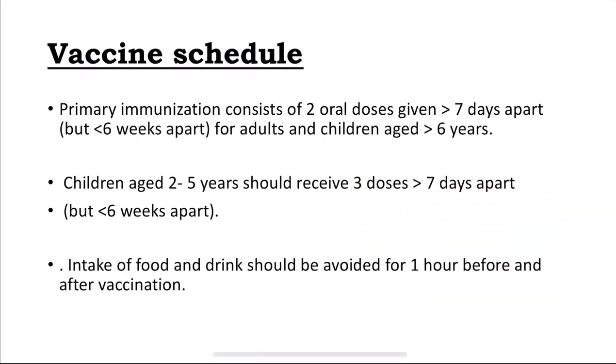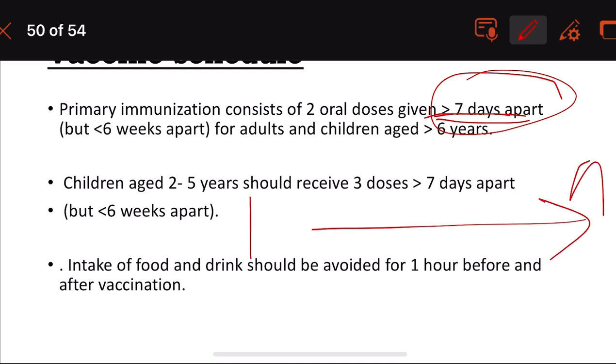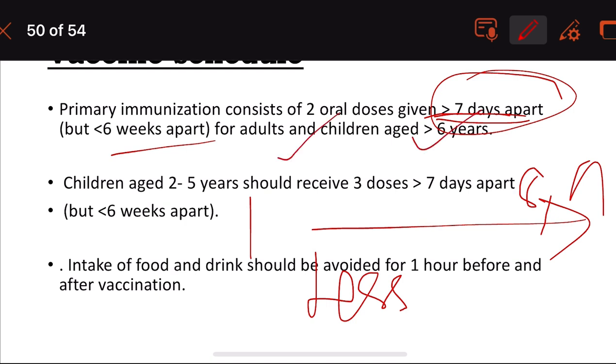Then the vaccine schedule. Primary immunization consists of 2 oral doses, given more than 7 days apart but less than 6 weeks apart for adults and children aged more than 6 years. Okay, 7 days apart, this is days. So it should be more than 7 days apart, 8 or 9 days, but less than 6 weeks apart, for adults and children aged more than 6 years.